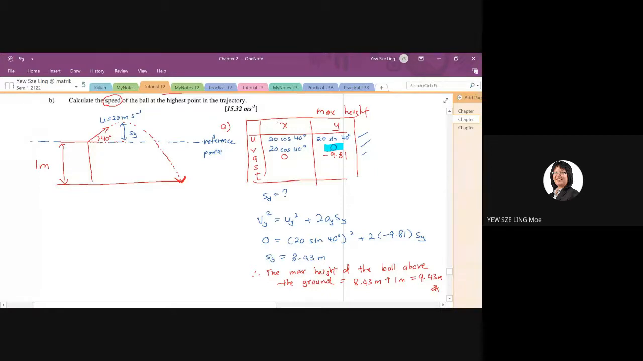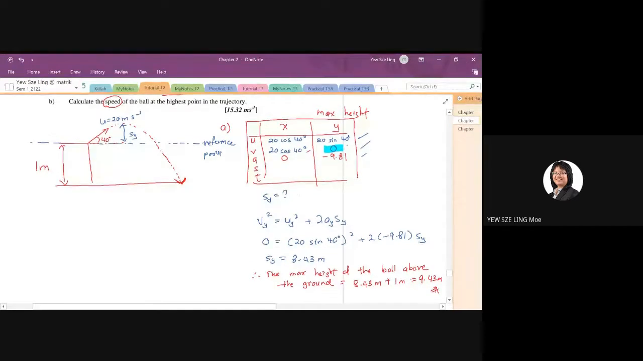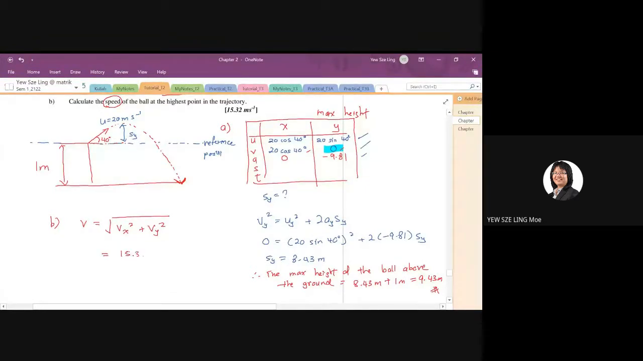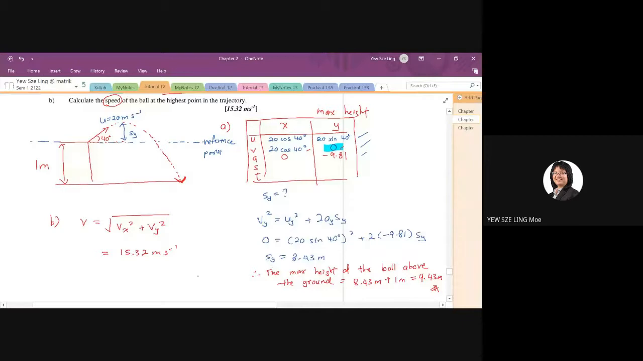Now you don't even have to calculate anymore. Why? Because you have Vx already, and then you have Ux. So for question B, speed equals the square root of Vx squared plus Vy squared, which is then equal to 15.32 m/s. Done. That is the answer. You don't need to state the direction.